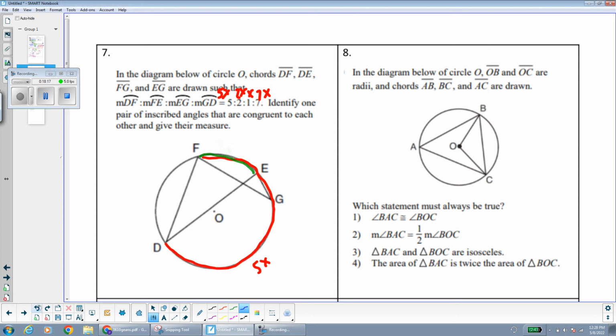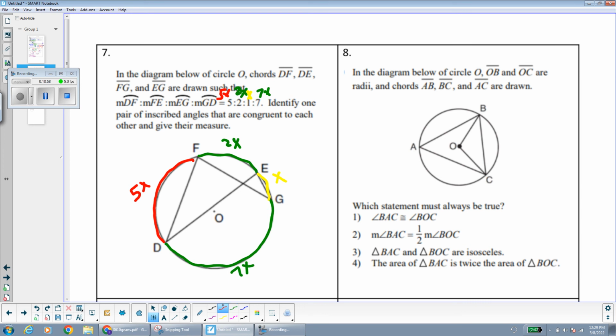Oops, I think I marked this incorrectly. So let's start again to make sure that we got it right. Okay, so let's start with the 5x part of the ratio, DF. I was going the wrong way. DF is right over here. So if it's not only named with 2 letters, we assume that it's the shorter arc. So 5x, my fault, I marked that one incorrectly. Okay, 2x, that's FE from here to here, 2x. Okay, then we have x, that's EG. And then we have 7x, and that's GD, that's this right over here.